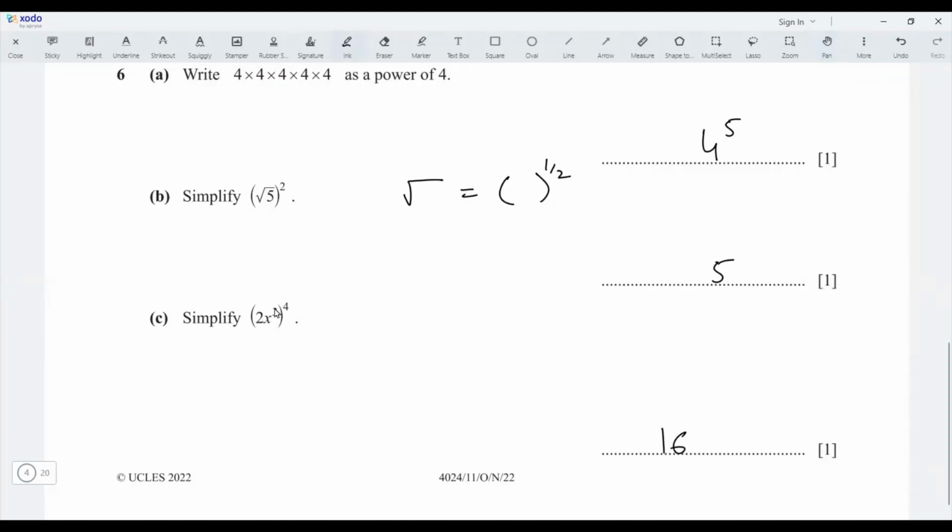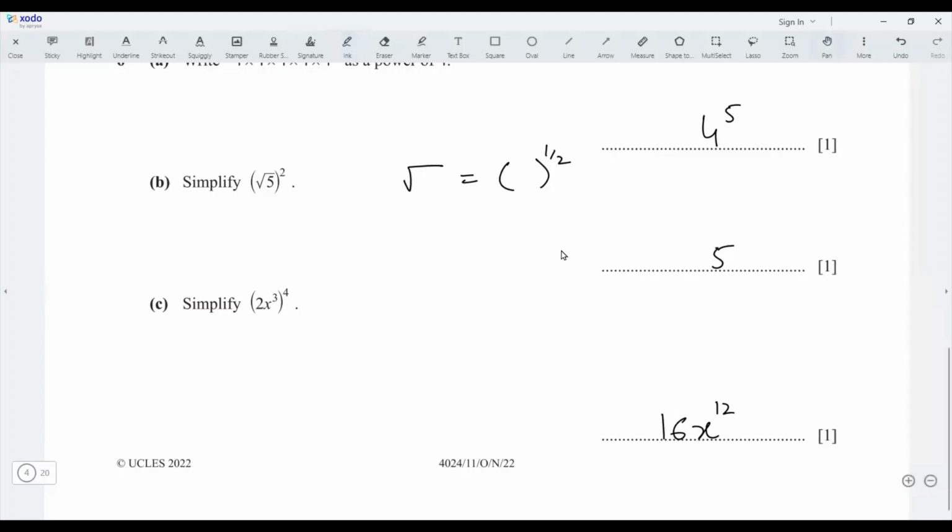What about x? The variable's power is 3 and the whole power is 3. Power's power will be multiplied. So 3 times 4 gives us the result 12. So x raised to the power of 12. That is the simplified answer. So these are some types of questions of indices.